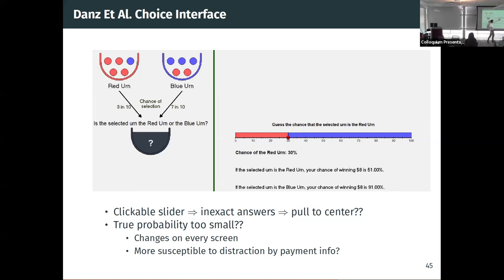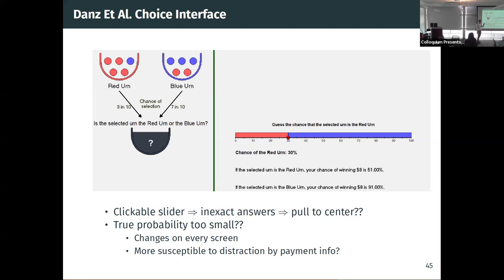There were a couple things I didn't like about this interface. One, having marbles is confusing because the marbles aren't relevant to the decision. Two, this is kind of small and changes from screen to screen. If subjects don't notice it, maybe they're not identifying the correct belief. And three, I don't trust slider input. I don't have great evidence for this, but I worry that sliders have sort of a pull to center effect.